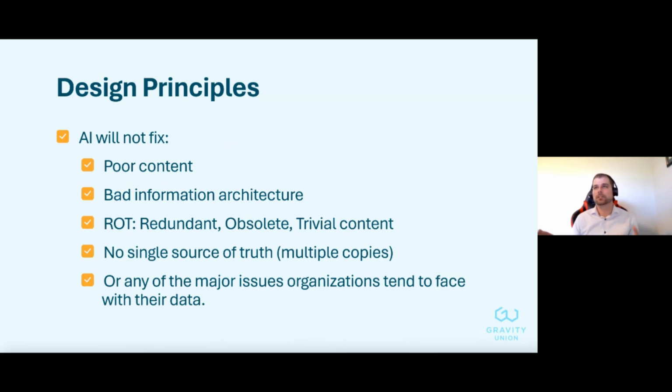So redundant, obsolete, trivial content is still in your system. AI is not magically going to fix all that and get rid of it for you or know which one is your final version. Right? No single source of truth, multiple copies, it's going to be more confusing. You're going to get less benefit, and it also may not know what the most recent version is. Maybe you have 3 unique different versions and it's pulling information from all of that when really those should have been combined into one version, right? So any of these major issues that you tend to face with your data, AI doesn't just fix this, right? So don't expect it to do that.